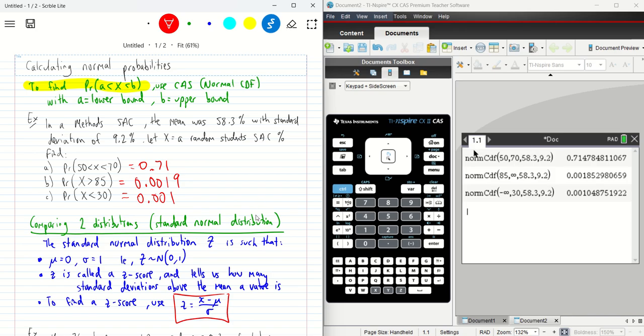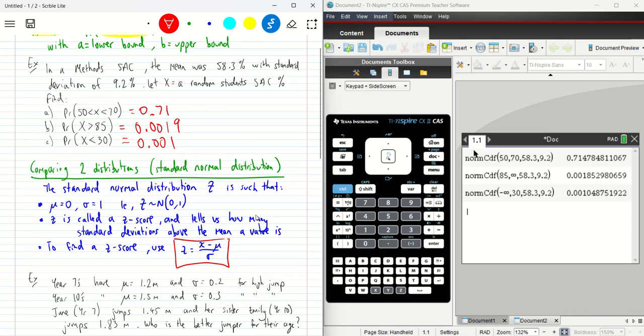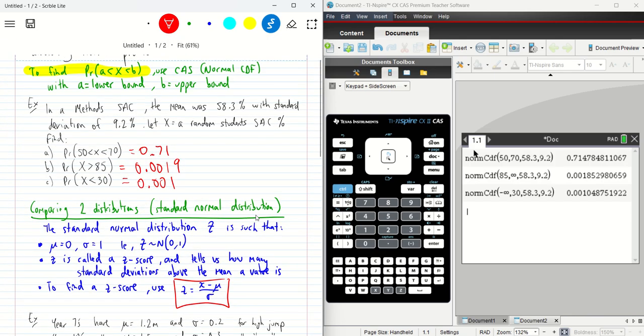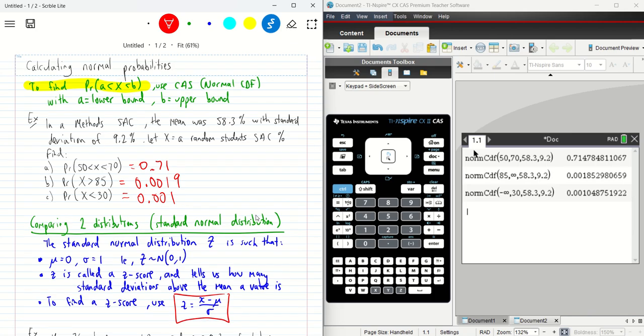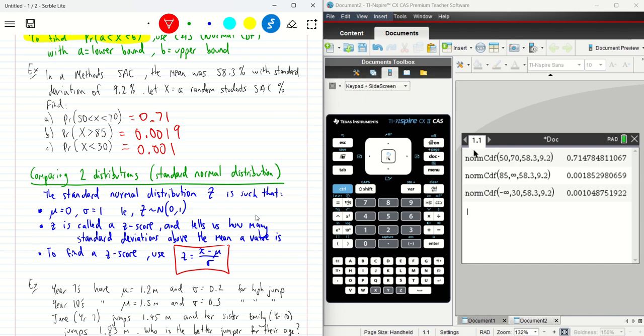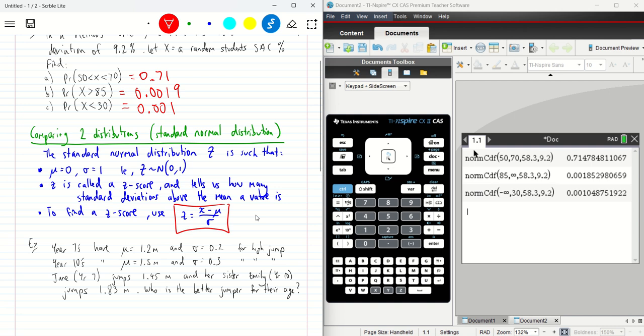And you see that's much easier than what we were doing in the last video, doing it all by hand. So that's the 68, 95, 99.7% rule. That's good for approximation when that's all we've got. But if you've got the calculator, it's way, way, way easier to calculate those exact probabilities to 4 decimal places or whatever the question asks for.